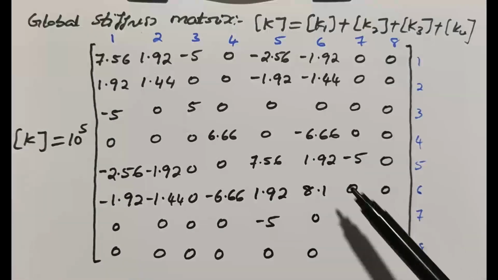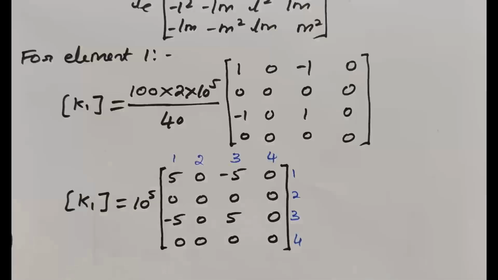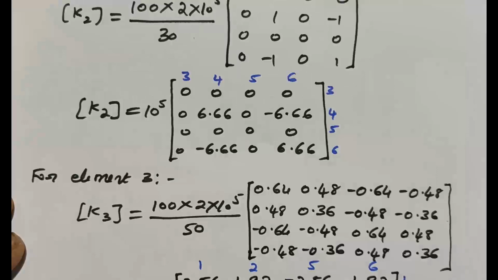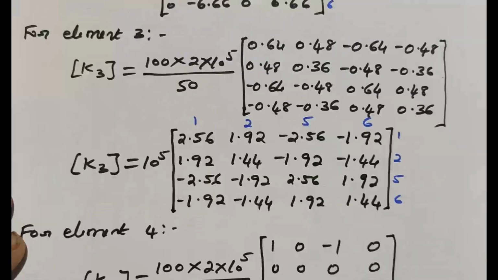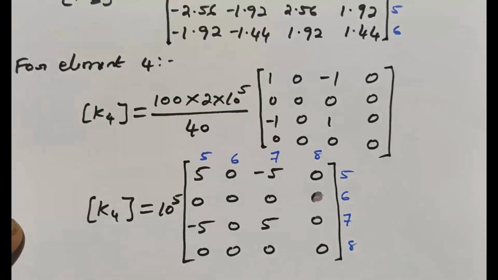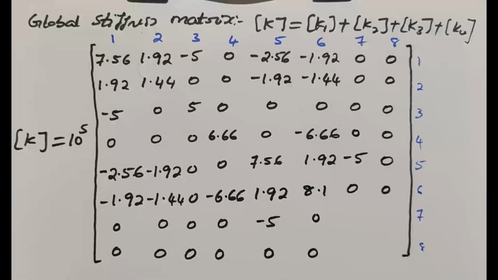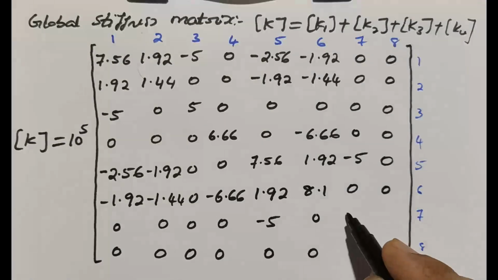Next we need the element corresponding to 7 and 7. See, in K1, K2 and K3 we don't have any element corresponding to 7 and 7. In K4 we have the element corresponding to 7 and 7, that is 5. Therefore the element corresponding to 7 and 7 is 5.